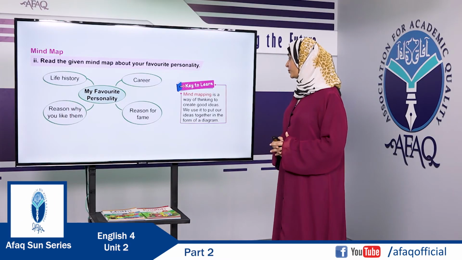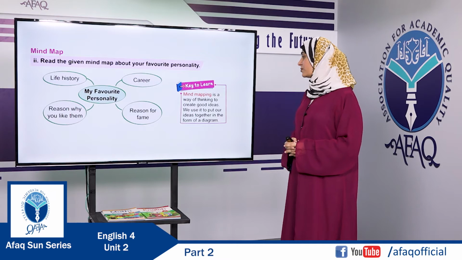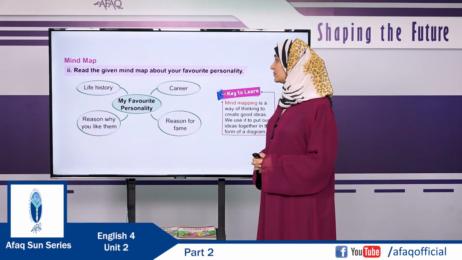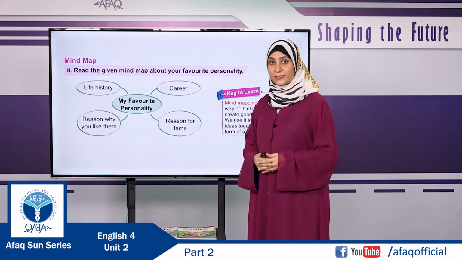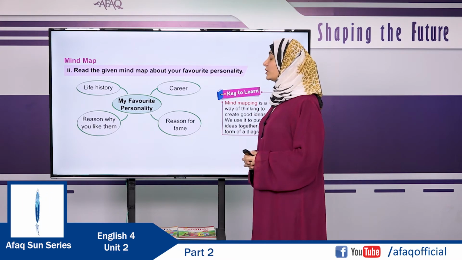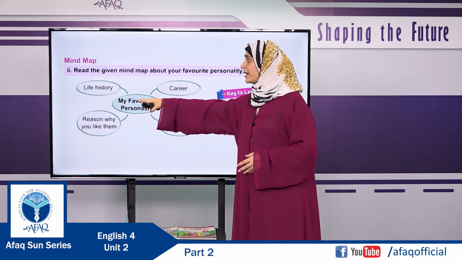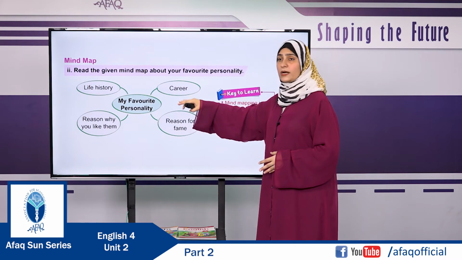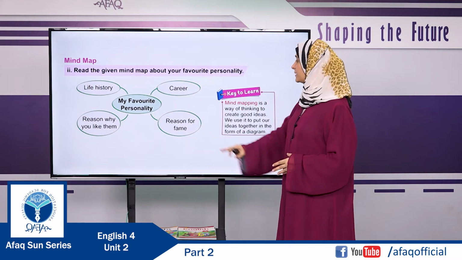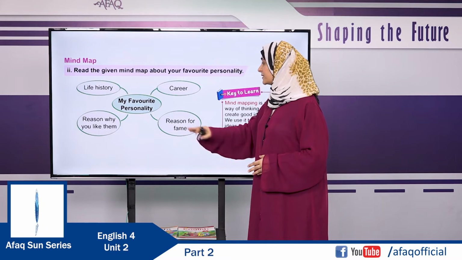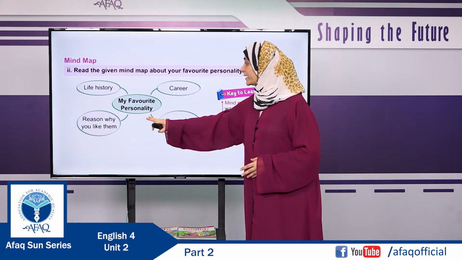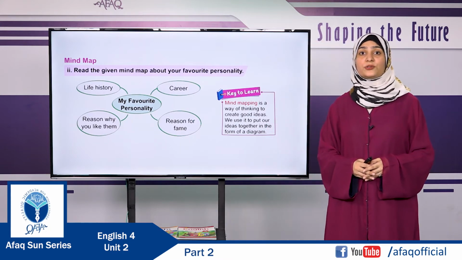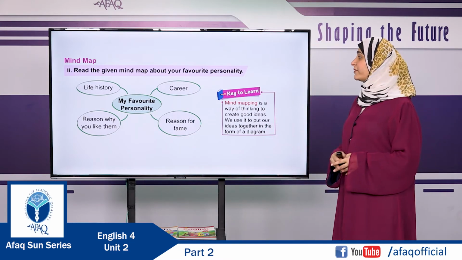We use it to put our ideas together in the form of a diagram. For example, if you are talking about or thinking about my favorite personality, first of all, you will mind map about the life history. Then, you will think about and talk about its career. And then, you will write about its reason for fame and reasons for why you like them. These mind mappings will help you to write about your favorite personality.